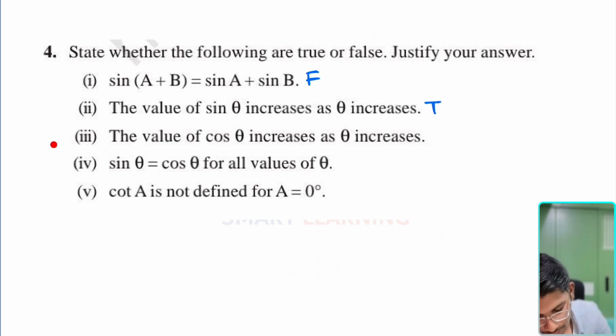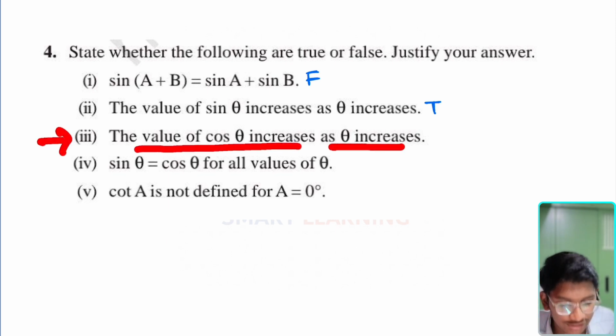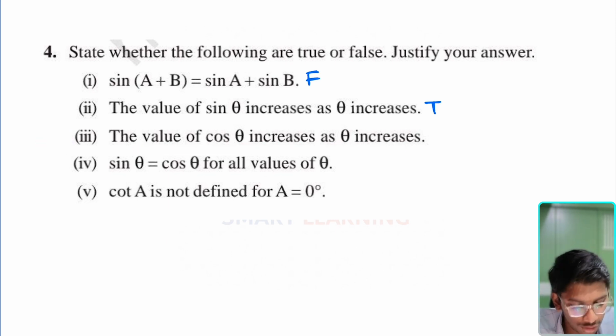Now the third statement. What is the third statement? The value of cos theta increases as theta increases. Is it true? No. This is false. See, cos 0 is 1 and cos 90 is 0. This decreases as theta increases. Hence the third statement is false.